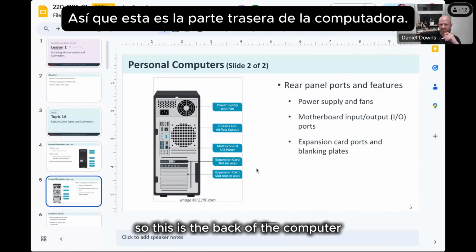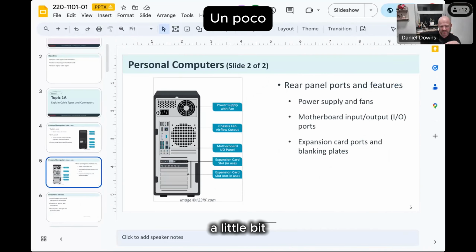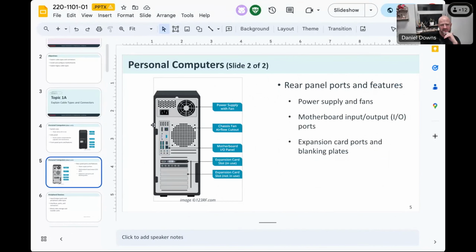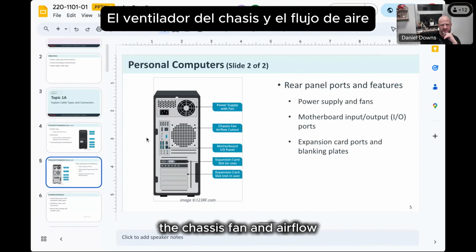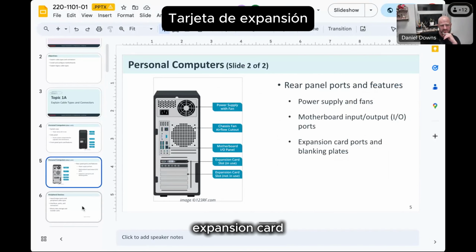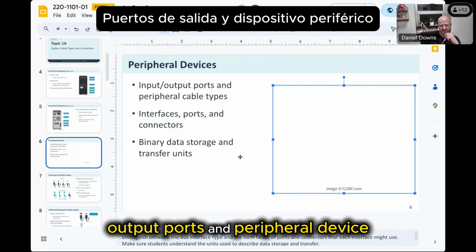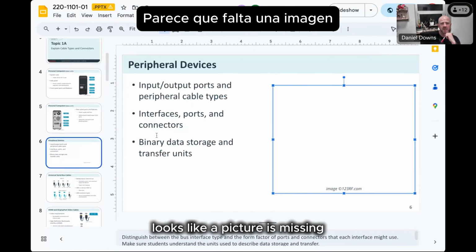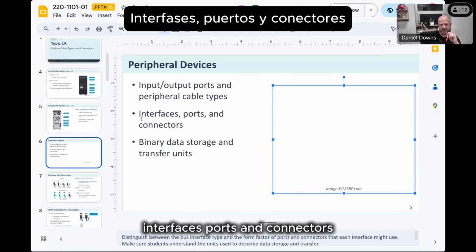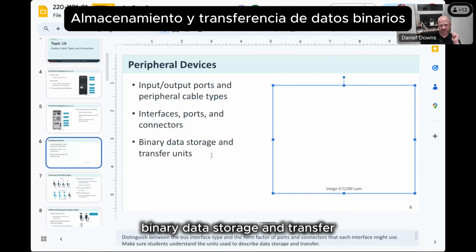So this is the back of the computer. You're probably maybe familiar with the back of the computer a little bit, but you can see the power supply, the chassis fan and airflow, the motherboard, expansion slot, expansion card. And then we're going to talk a little bit about peripheral output ports and peripheral devices. Looks like a picture is missing. Input output types in peripheral cables, interfaces, ports and connectors, binary data storage and transfer.